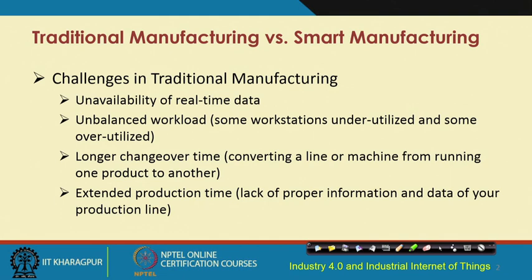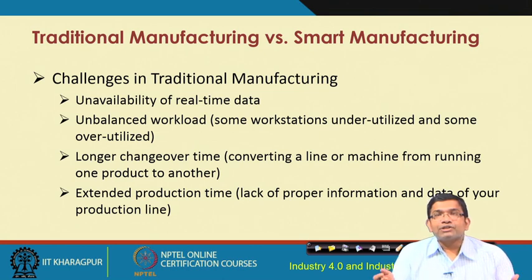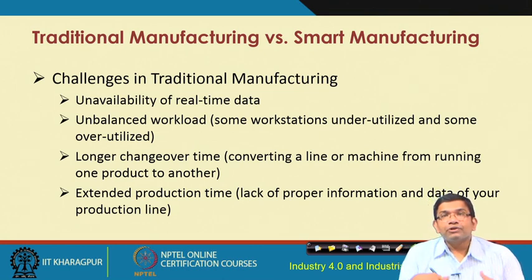There were other challenges also, challenges with respect to the availability of data in real time. That was also another challenge with the traditional isolated manufacturing machines, which were not connected with one another and which were also not connected from one machine to some centralized entity or the control station. There were challenges with respect to longer changeover time. That means, converting a line or machine from running one product to another. Whenever this changeover had to happen, it used to take much longer. That is the traditional manufacturing, the drawbacks of it.